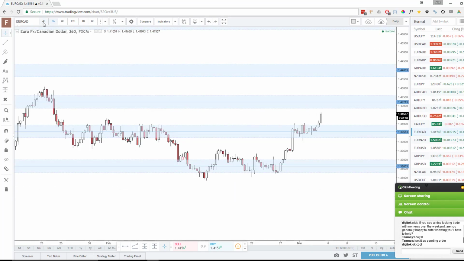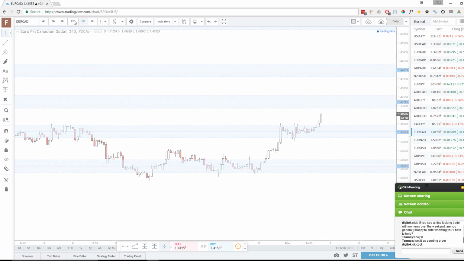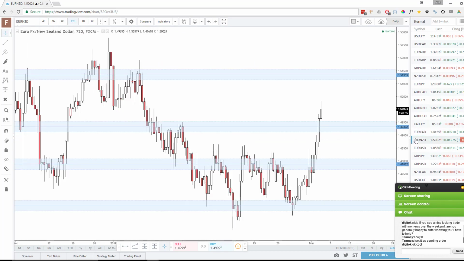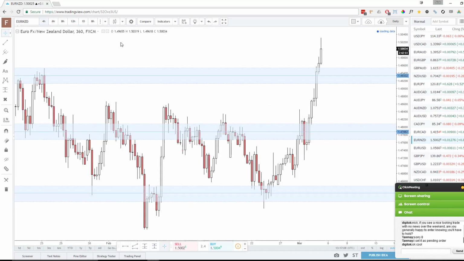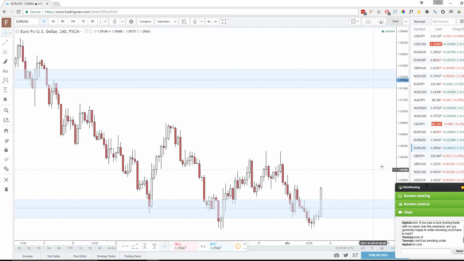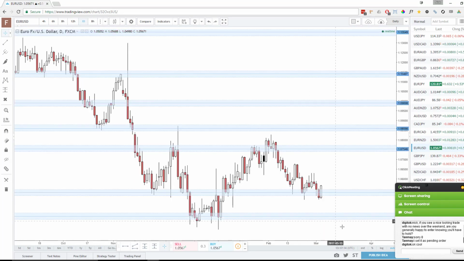EURGBP has broken above resistance and it's rushing up. Nothing much going on. Euro New Zealand has broken above resistance and it's rushing up. So yeah, nothing much going on. Euro USD, finally it started to reverse. That's nice. It's moving away. That would be cool if it actually gets out of this annoying area it's been in. It's been stuck on the support area, jumping up and down for some time now.